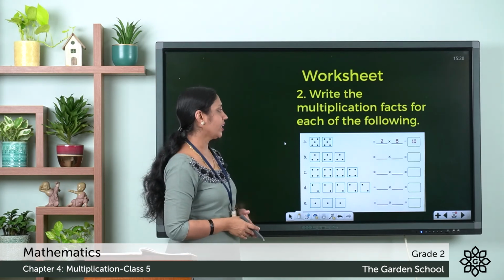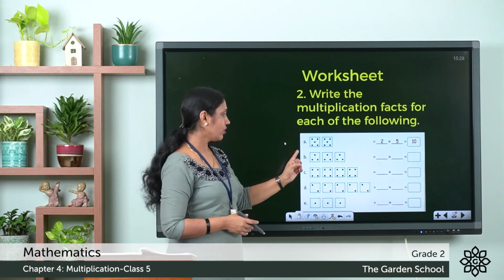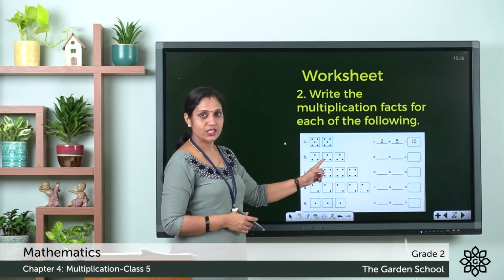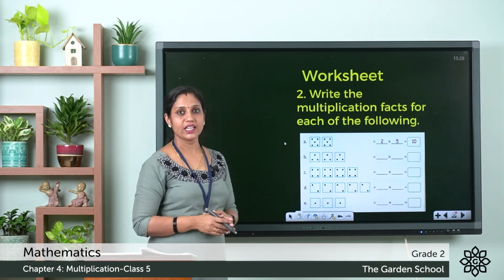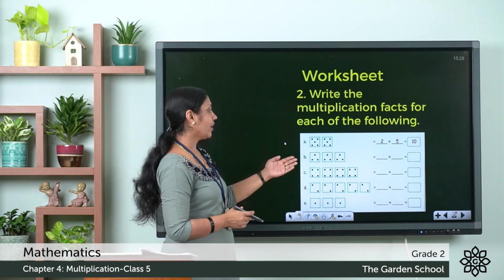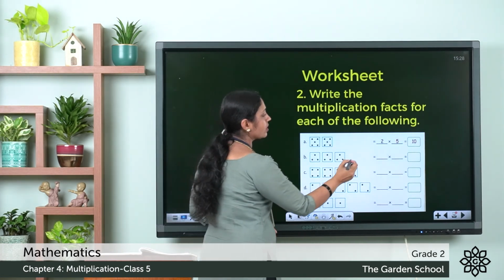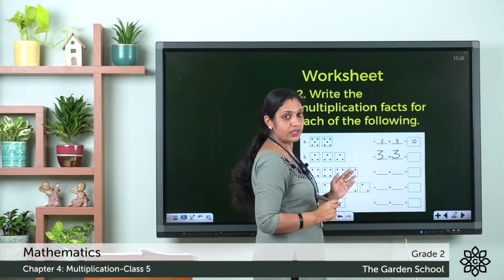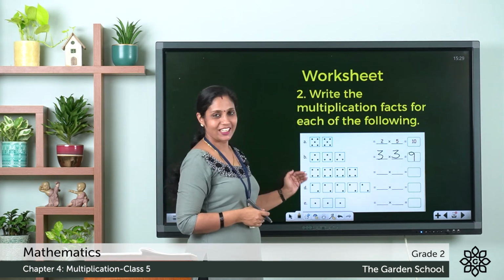Now let's start doing the next one. Here you can see 3 boxes, and in the first box you can see there are 3 dots. In the second you can see there are 3 dots, and in the third you can see 3 dots. So the number 3 is repeating, and there are 3 boxes also. So how can we write it? So it is 3 into 3, and 3 threes are 9. Similarly, check the next one.